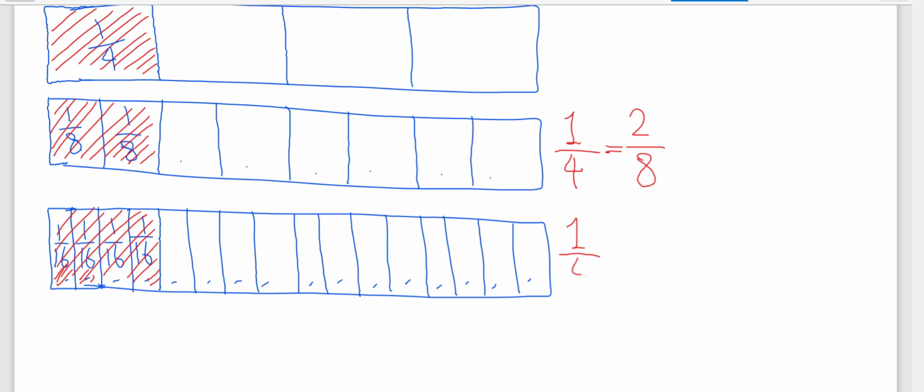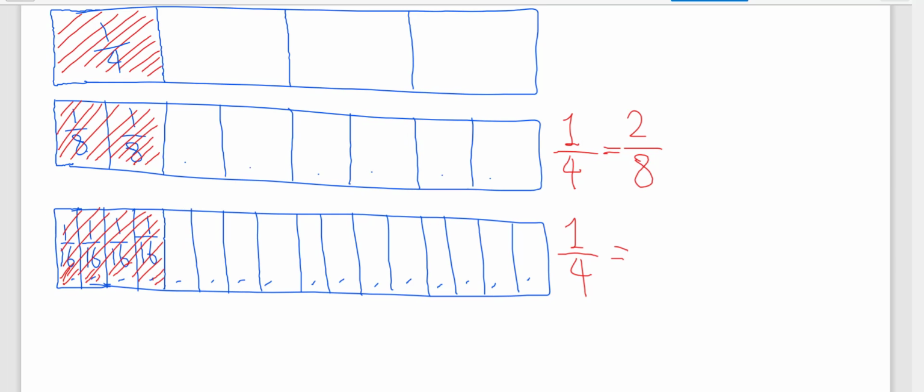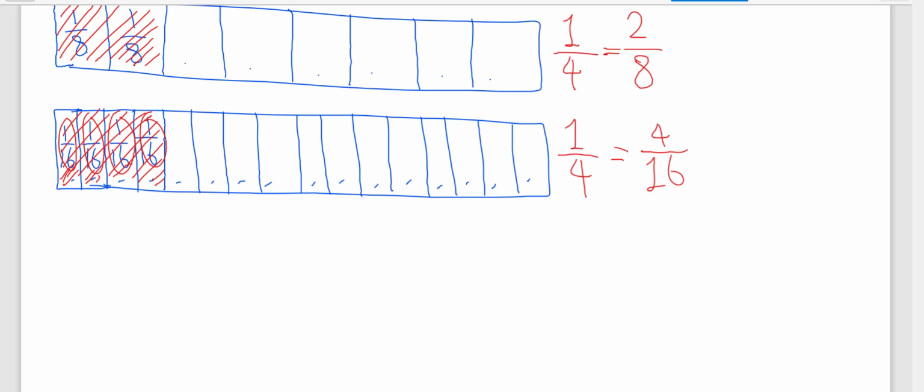So a fourth equals how many sixteenths? Yes, count 1, 2, 3, 4. So 1 over 4 equals 4 over 16. And so on. We know that a fourth equals 2/8 or 4/16.